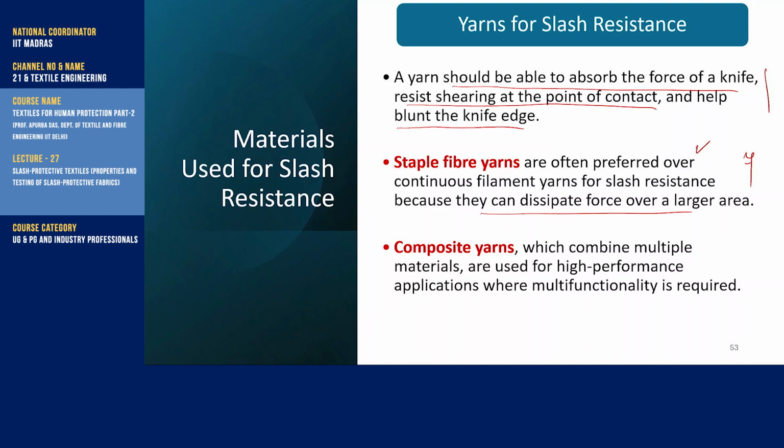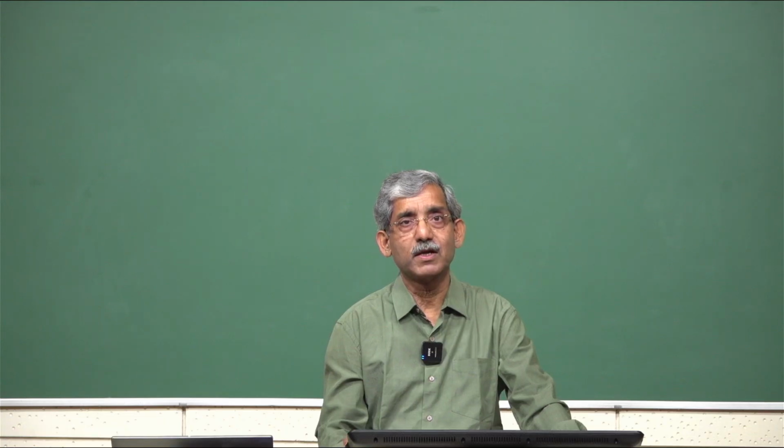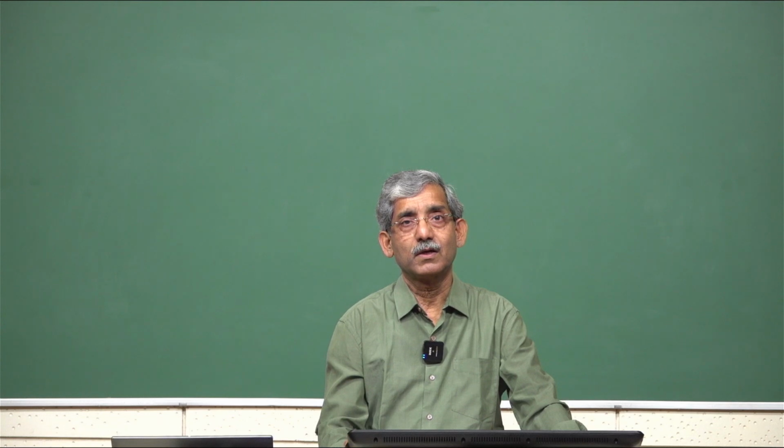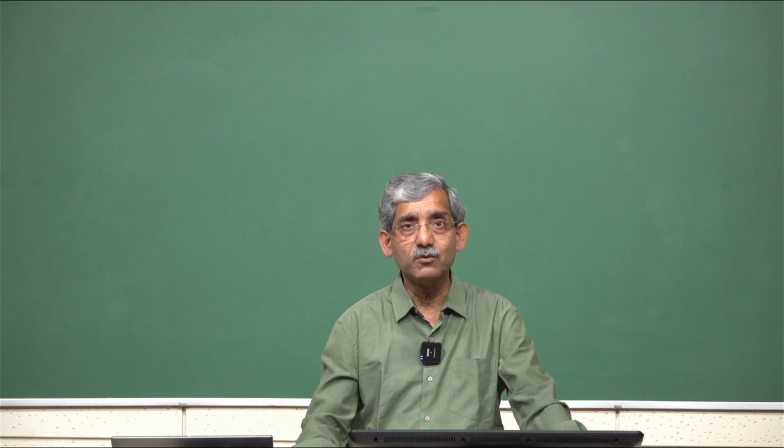So, composite yarn is the solution, in which multiple materials are used, like core sheath structure, the continuous filament along with the staple fibers, and multiple different types of fibers. So, multiple materials are used for high performance application, for their multifunctional use applications.